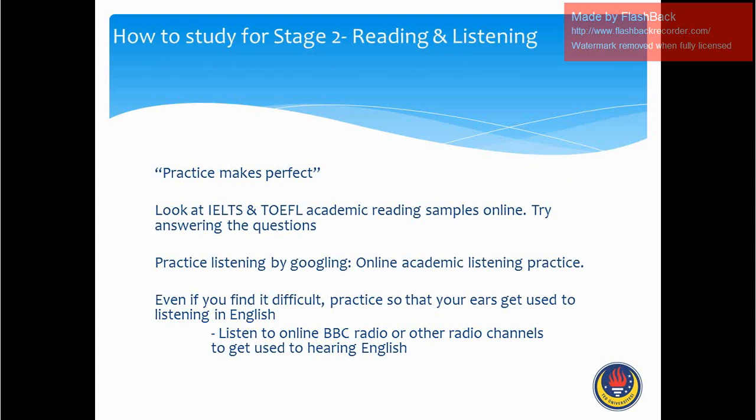Now, after the writing section, you have a 15-minute break. After that, you'll be doing the reading and listening sections. Now, these sections are again multiple choice sections. To practice for these sections, you have to try to look at IELTS and TOEFL academic reading samples. Try answering those questions. For listening, you can always Google online academic listening practice, and you'll get a whole list of websites where you have to listen and answer questions.